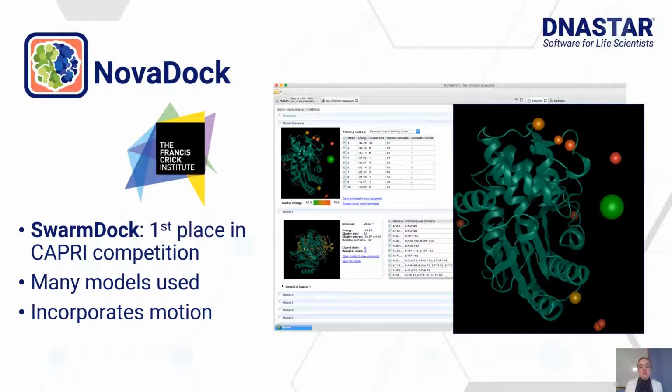And NovaDoc is used to model protein-protein interactions. NovaDoc's based on SwarmDock from the Francis Crick Institute. And SwarmDock won first place in the CAPRI competition, that stands for Critical Assessment of Prediction of Interactions. In this competition, teams from around the world test their tools in a blind study looking at unpublished protein-protein complexes. So SwarmDock uses many models. It's also unique in that it allows for motion during modeling, creating highly accurate models as a result.